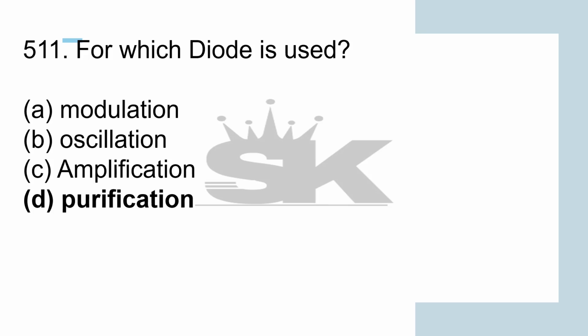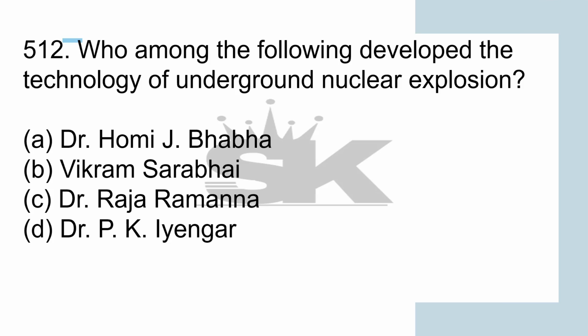Next one. Who among the following developed the technology of underground nuclear explosion? It is Dr. Homi J. Baba. Okay, Homi J. Baba means Homi Jahangir Baba. Okay, he is an Indian nuclear physicist. Okay, everyone knows that, right?